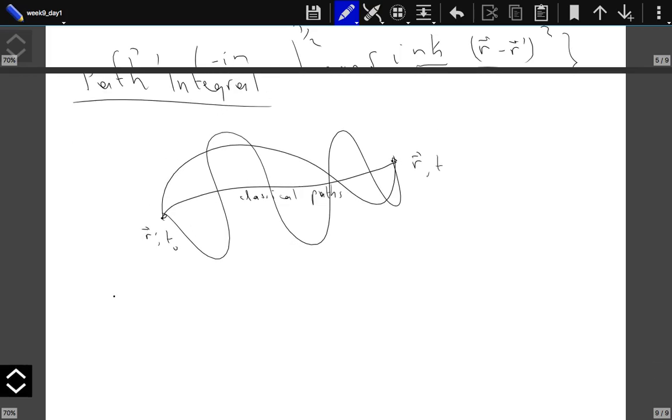Now, what we will show is that the amplitude for a given path is nothing but e to the power i over h bar times the classical action for that path. Now, I repeat, this doesn't have to be the classical path, but just any path you can imagine that connects those two points at those two times. Just for that path, calculate the classical action.